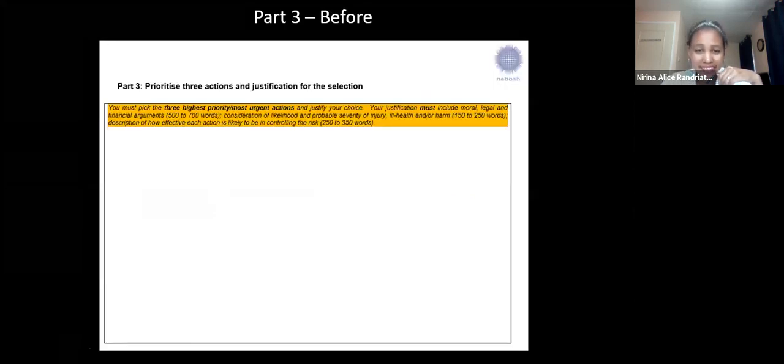Okay, so part 3. This is where you prioritize 3 actions and then you justify your selection. Under the old form, you have these sections and you have to mention everything here. You select 3 actions and then you justify using moral, legal, and financial arguments, and then you also need to consider likelihood and severity, and how effective the actions will be. So this is the old form. Now, the new one looks like this.